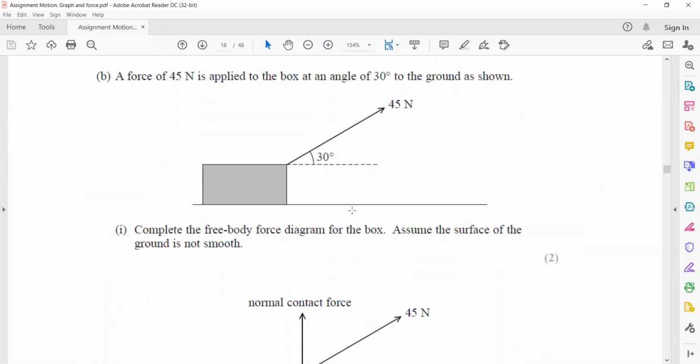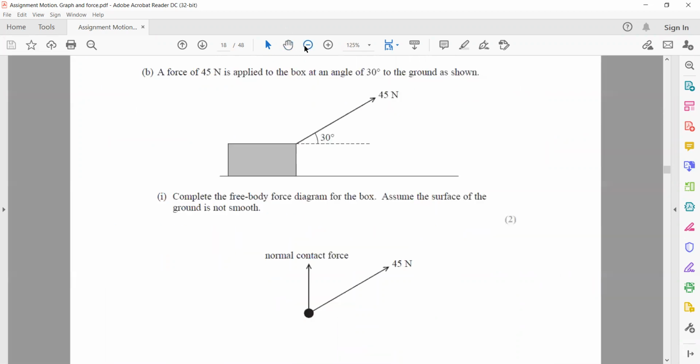In part B, a force of 45 Newton is applied to a box at an angle of 30. Complete a free body force diagram. Assume that the surface is not smooth. So if the surface is not smooth, the weight will act downward and the friction will try to oppose its motion. So in the free body force diagram, the normal contact force will be upward.